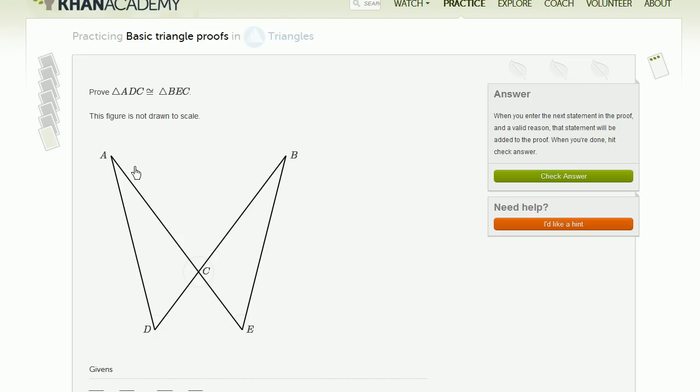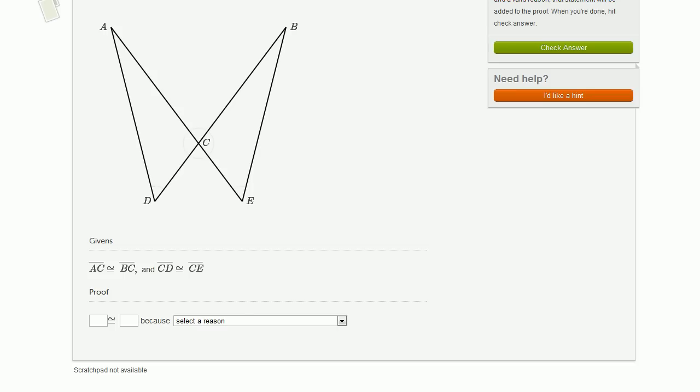We're asked to prove that triangle ADC is congruent to triangle BEC. So this left triangle is congruent to this right triangle, and the figure is not drawn to scale, and we should never assume that it is. And then we have some givens here.